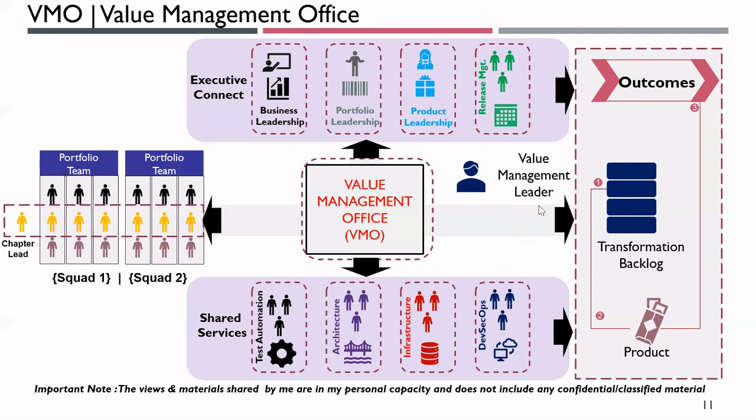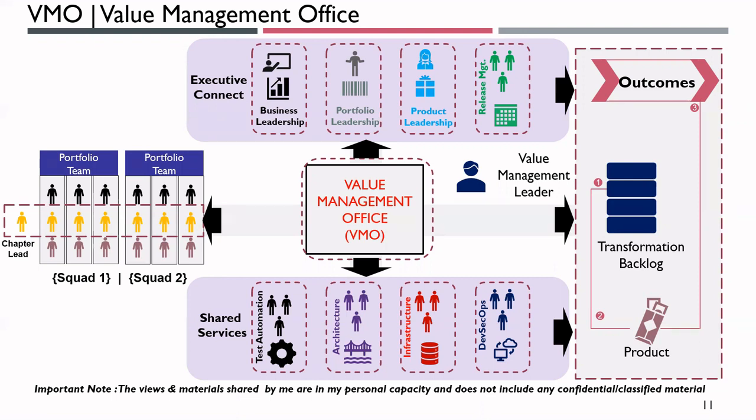Obviously under this value management leader, you will continue to have some critical roles which were there in a PM office also. For example, you will need a data analytics person to crunch the data. You will need people who would help you with building this transformation backlog. There will be some floating population coming in, like product owners and product managers, who will be a part of the team. But this is the heart. This is what we call the heart of the transformation.